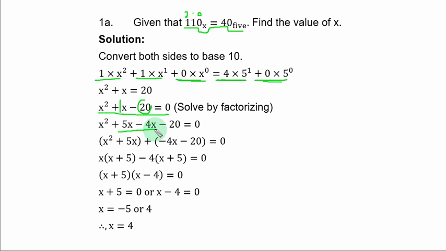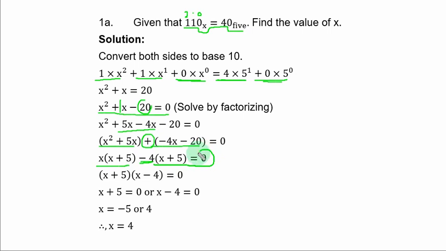The purpose is to have 4 terms so that you factorize by grouping. So the first 2 terms, the first group, the last 2 terms, the second group. Ensure that the 2 groups are separated with a plus sign. From the first group, s is common. If you factor out s, you have s plus 5. From the second group, minus 4 is common. If you factor it out, you have s plus 5.